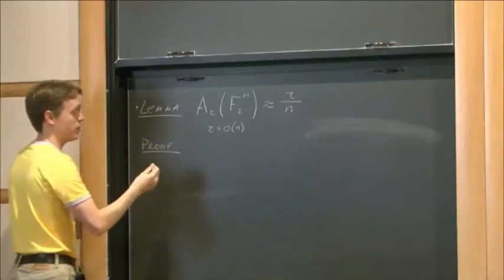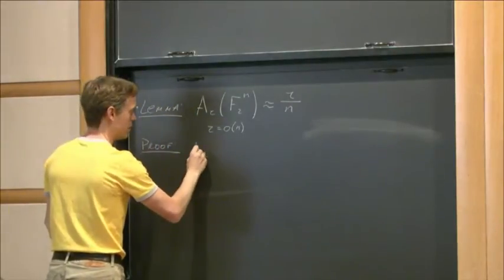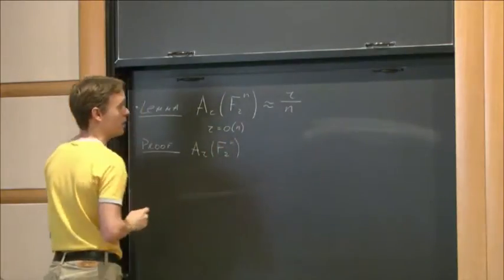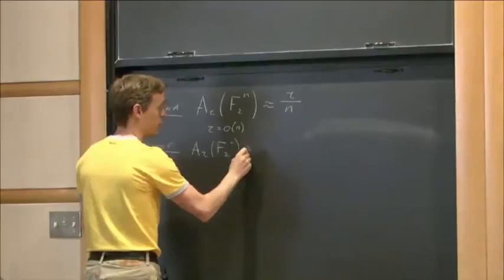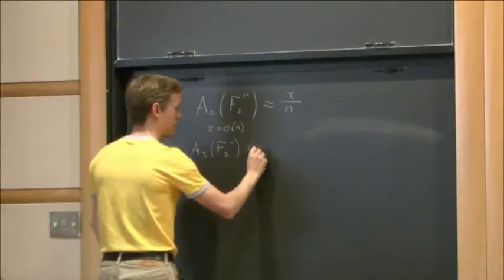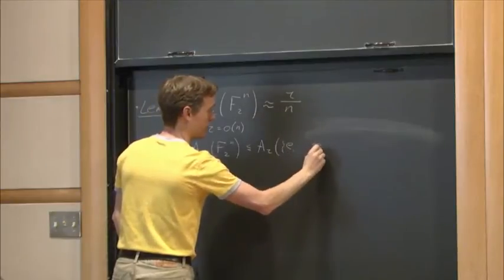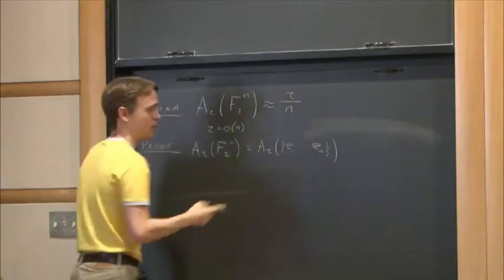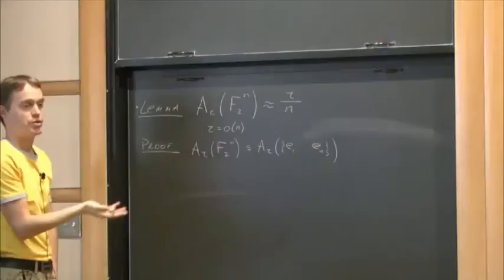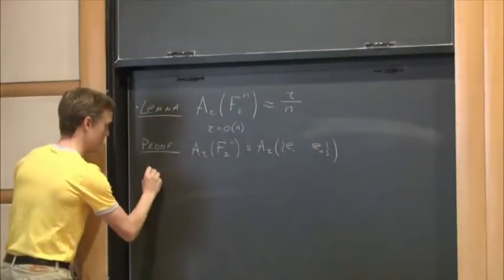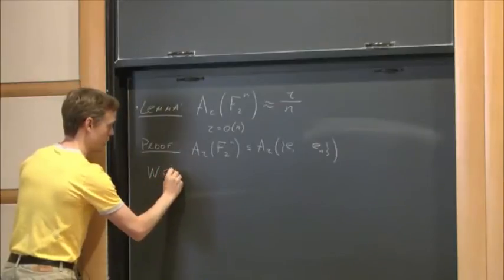First let's prove an upper bound. Let's prove that a_r of F2 to the n has to be less than a_r of just the unit vectors, e1 through en, right? If I want to approximate just the unit vectors, it should only be easier than approximating all of F2 to the n.